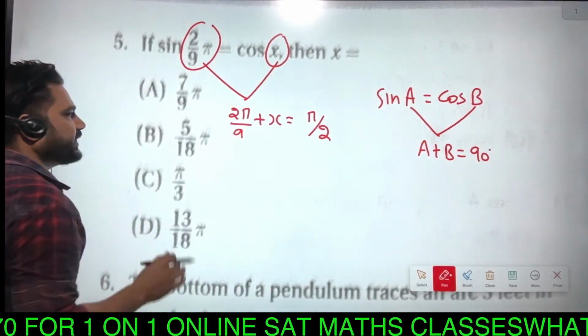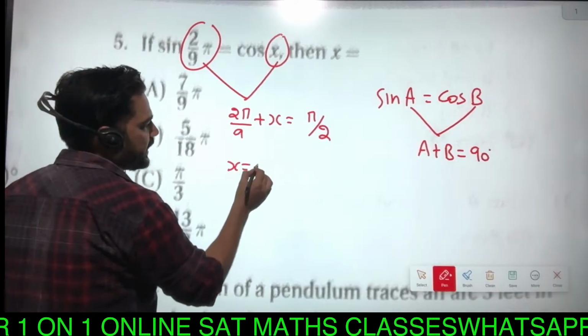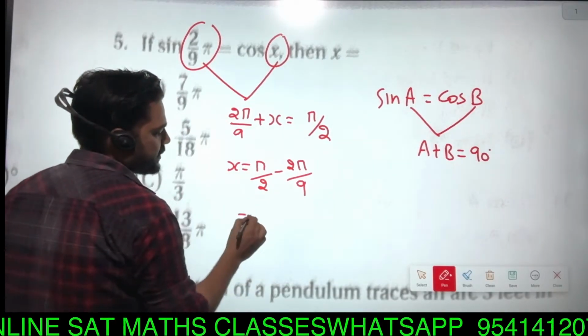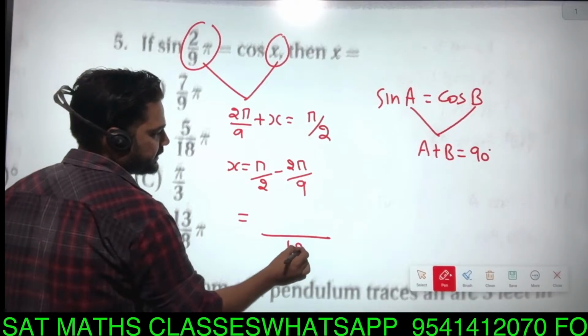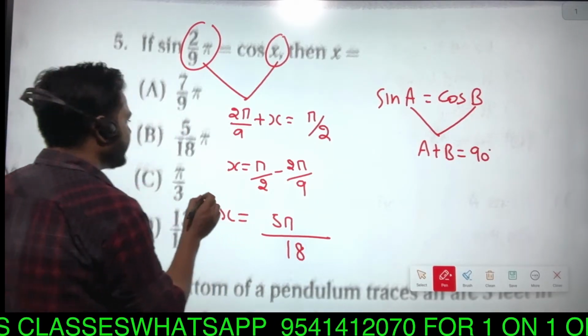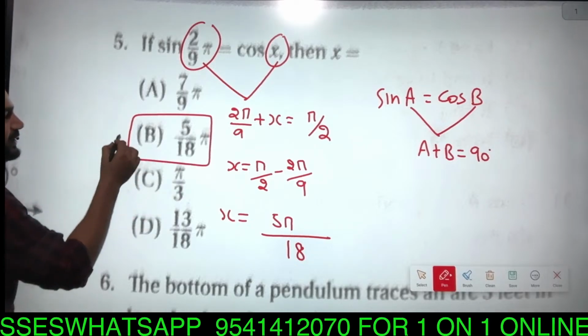So now we can very easily find the value of x. The x value will be pi by 2 minus 2 pi by 9. If you take the LCM, it will be 18, and 9 pi minus 4 pi is 5 pi. So the answer is 5 pi by 18. So again, a very easy concept to solve.